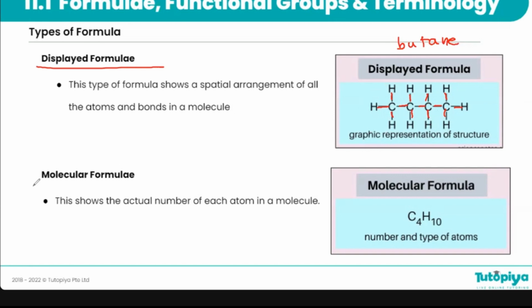Then we have the molecular formula. Now, this gives us the exact number of atoms in that molecule. This is the most commonly used method in chemistry to represent any molecule, not just organic molecules, even inorganic molecules. It shows the type of atoms present and the exact number of each atom. For example, this is also for butane. Butane would have 4 carbons and 10 hydrogens.